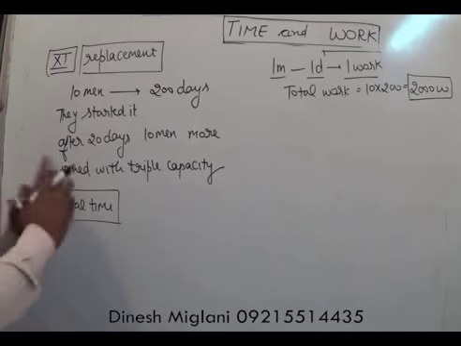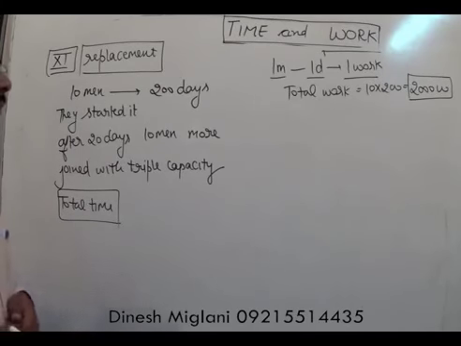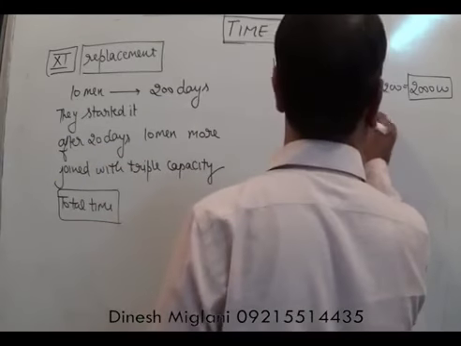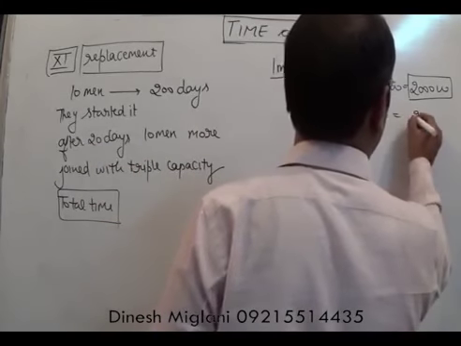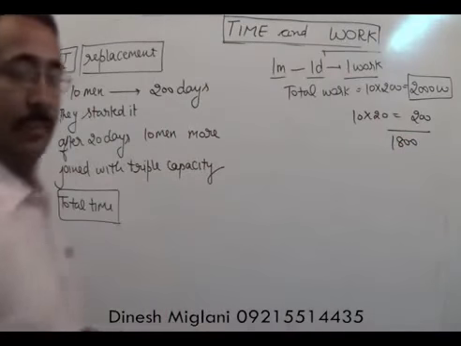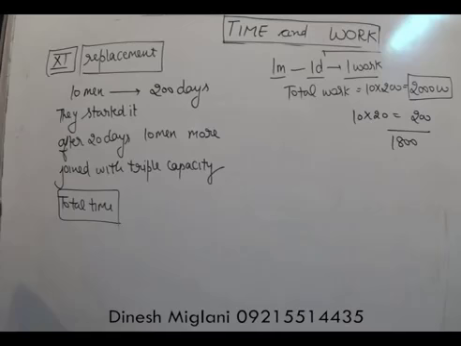After this, for 20 days they worked on the same pattern. How much work have they done in 20 days? 10 into 20, so they have done 200 work. How much work is left? 1800. So for 20 days 10 men worked.